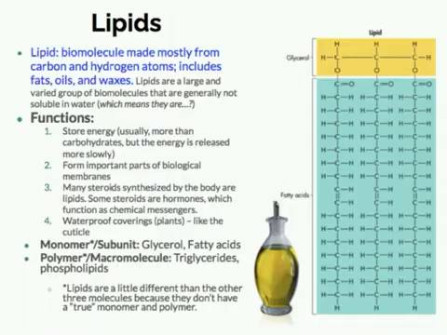Next up, we have lipids. Lipids are biomolecules made mostly from carbon and hydrogen atoms, and they include fats, oils, and waxes. Now, lipids do usually contain some oxygen, but if you recall from that last slide, carbohydrates had that nice ratio of 1 carbon to 2 hydrogen to 1 oxygen. Lipids are typically many C's and H's and only a couple to a few oxygens.